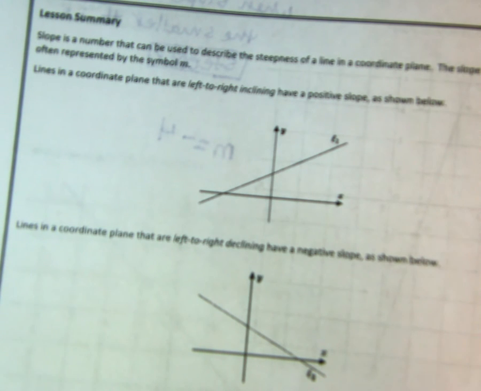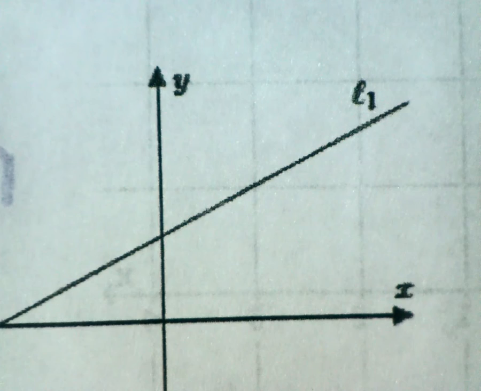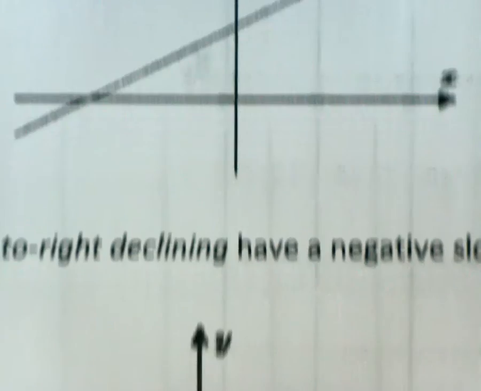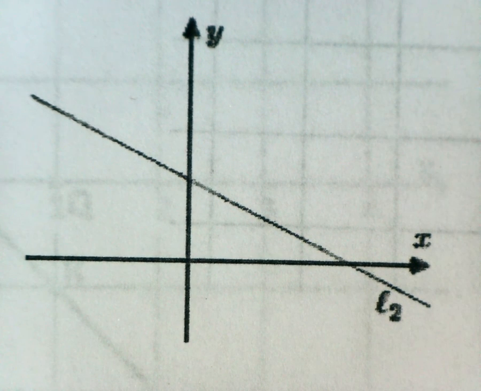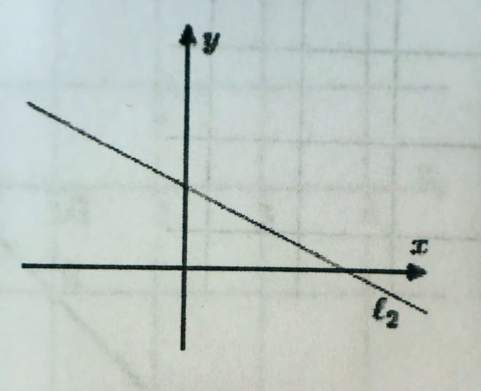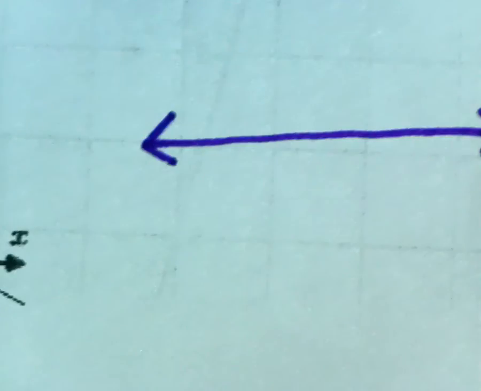Lines in a coordinate plane that are left to right inclining are said to have a what type of slope? I'll zoom in on a line that is left to right inclining. A positive slope. Lines in a coordinate plane that are left to right declining are said to have a what type of slope? A negative slope. And then last thing, when we're determining the slope of a horizontal line, what would the slope of a horizontal line be?